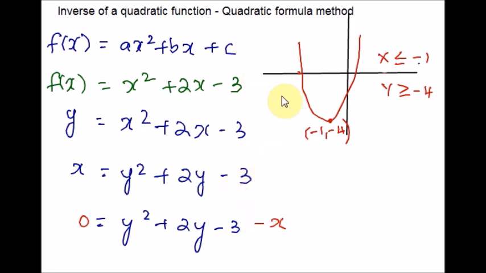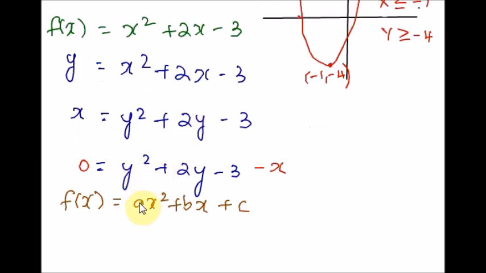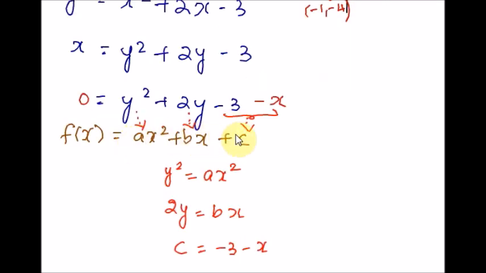Let me explain. y square corresponds to ax square, 2y is bx, and the last two terms, minus 3 minus x, are c. I didn't do any calculation. I have just compared the step we got with the standard quadratic equation. By comparing, y square is in the place of ax square. In the place of bx we have 2y. In the place of c we have minus 3 minus x. So in the place of a, I mean the coefficient of x square.